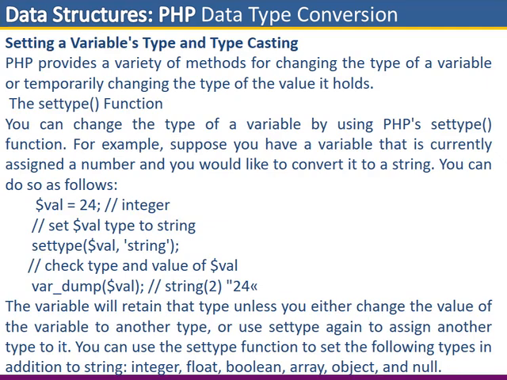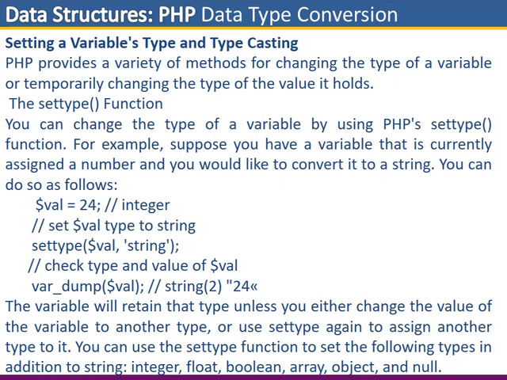Now let's look at setting a variable type and type casting. What is type casting? Type casting is converting one data type to another. PHP provides a variety of methods for changing the type of a variable, or temporarily changing the type of the value it holds, like the settype function.